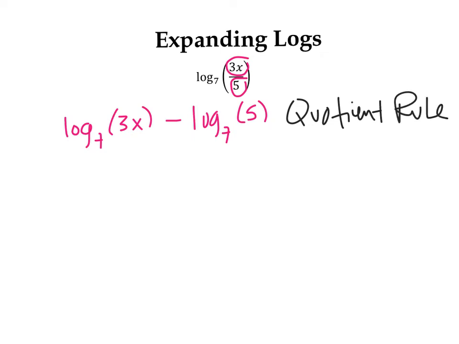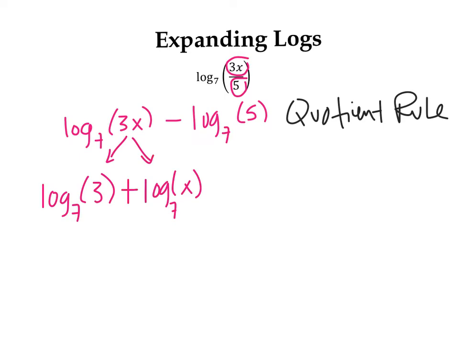In the next step, I'm going to separate these two that are being multiplied, and I'm going to do the product rule. So I'm going to separate the log base 7 of 3 and the log base 7 of x. I'm going to separate these two by adding an addition symbol in there, and that's a product rule. The rest I just go ahead and bring down. It's log base 7 of 5. And this is called the power rule. Sorry, the product rule.